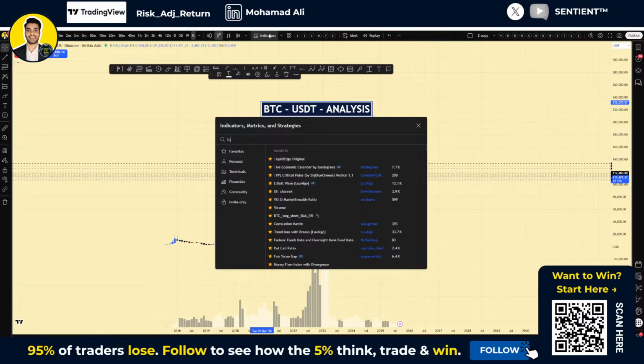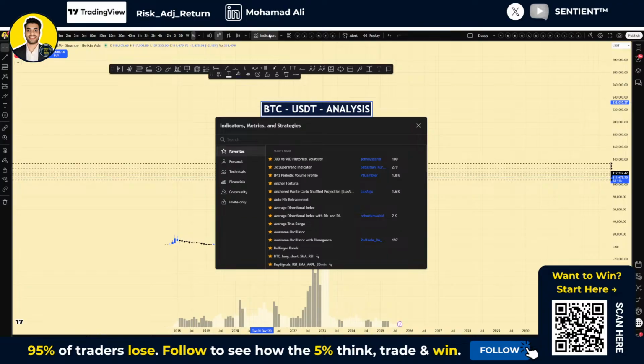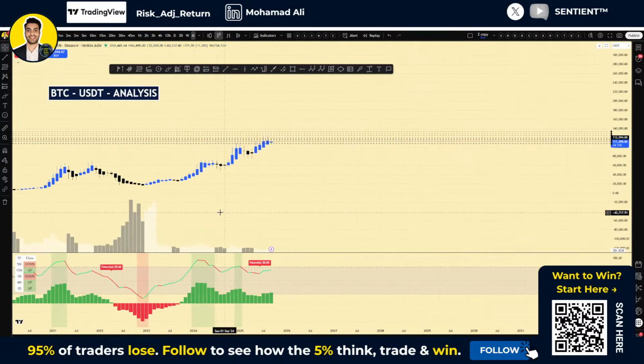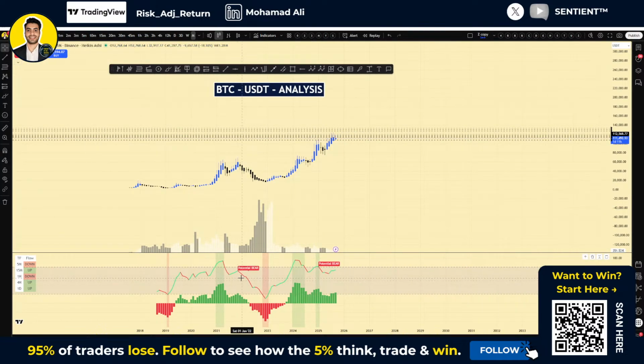So right now let's add the LiquidEdge, which I have built. It is available on my TradingView, and you just write LiquidEdge over here, and you will find LiquidEdge Original in the community section. If you add this to your indicators, you see that on the monthly level we have already shown a sell signal. It is telling us a sell exactly here, at the high point. Right now it is telling us a sell again over here.